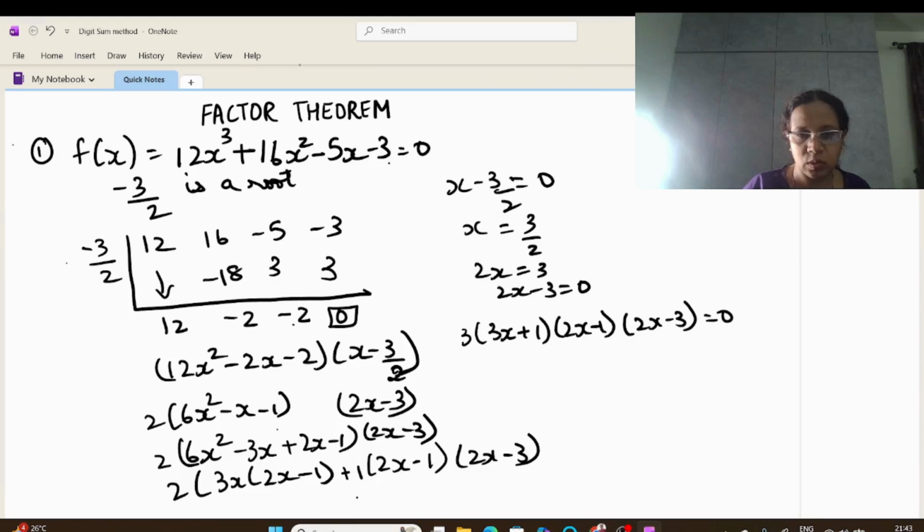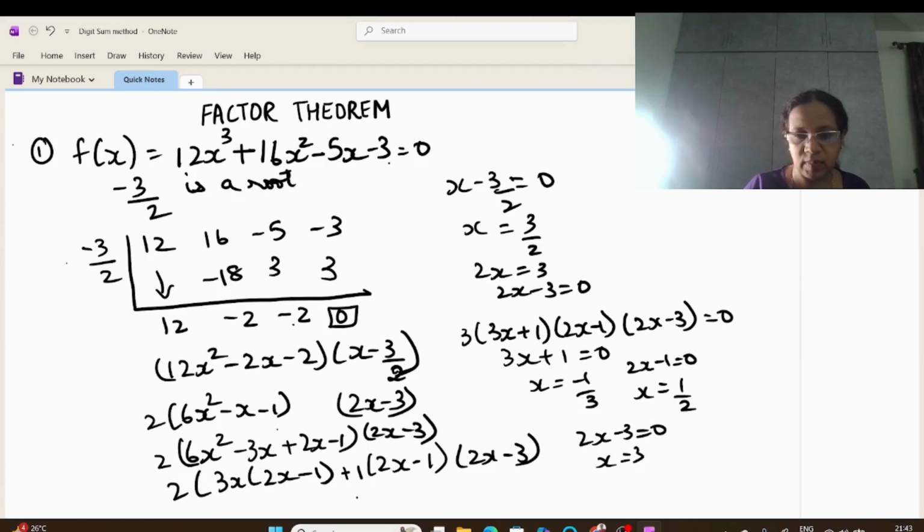This is 0. So since 3x plus 1 is 0, x is minus 1 by 3. 2x minus 1 is 0, x is 1 by 2. And 2x minus 3 is 0. We have already seen x is 3 by 2.